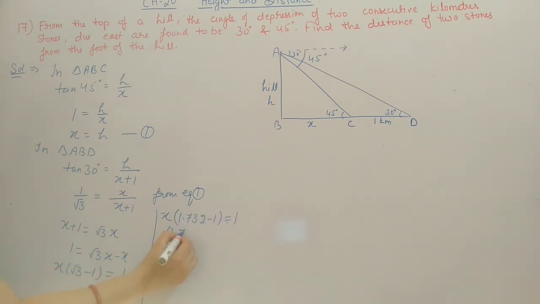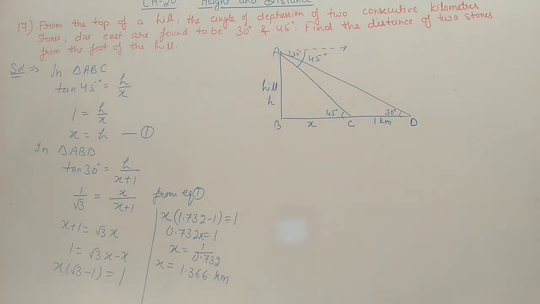Substitute the root 3 value, x times 1.732 minus 1 is equal to 1. So 0.732 x is equal to 1. So x will be 1 by 0.732. Calculate it. After calculation we will get x is equal to 1.366 kilometer.